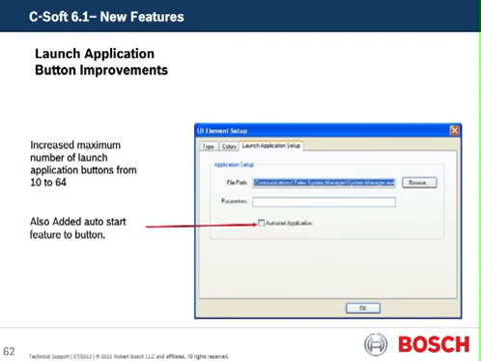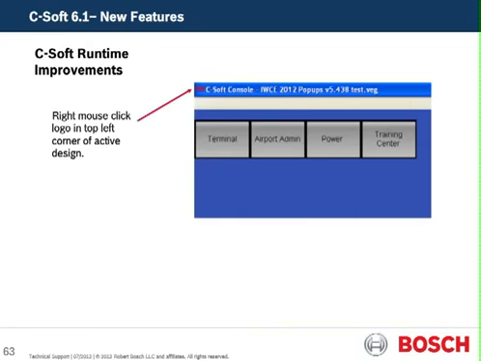The maximum number of launch application buttons has been increased from 10 to 64. Additionally, an auto start feature was added for this button type. Additional help menus have been added in 6.1. Right-click the Telex icon in the upper left-hand corner for access.